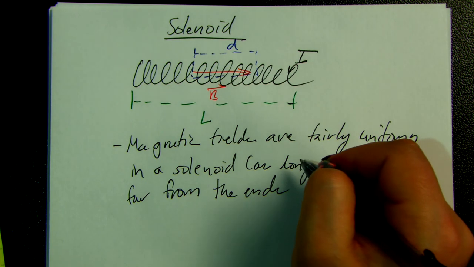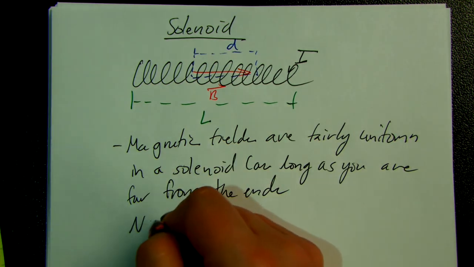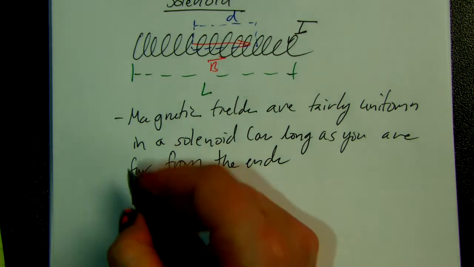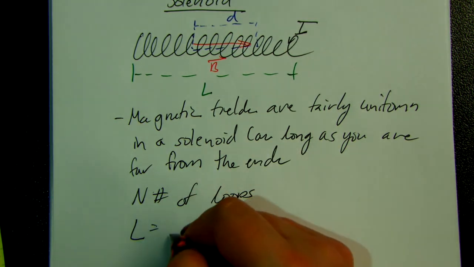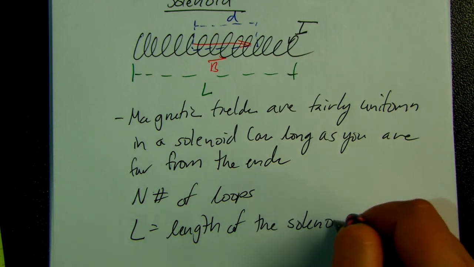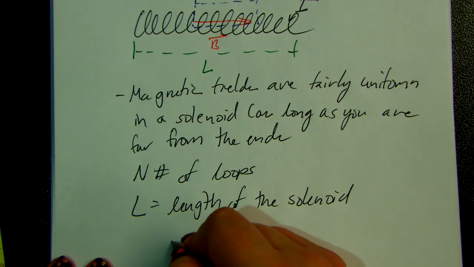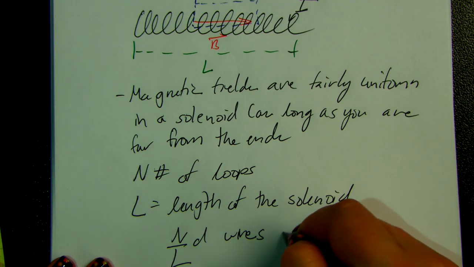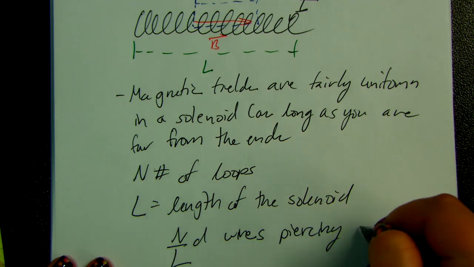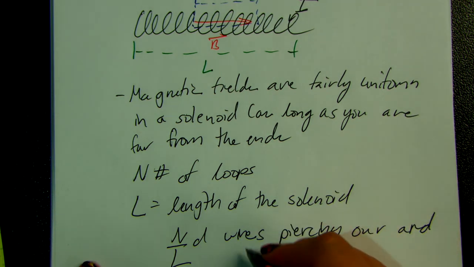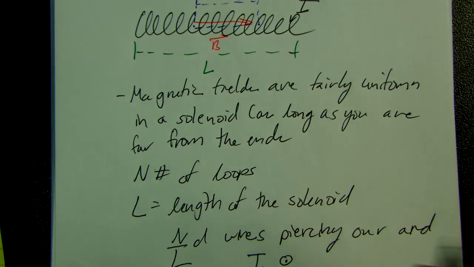So let's use that to our advantage. If you remember, N is the number of loops. I believe one of you counted up the number of loops on one of the solenoids I passed around. L is the length of the solenoid. And there are N over L times d wires piercing our area, and each one of these is going to have some current, I, going through it.